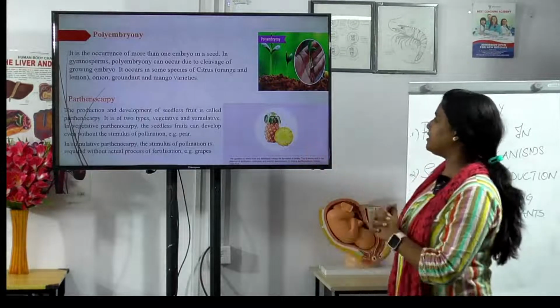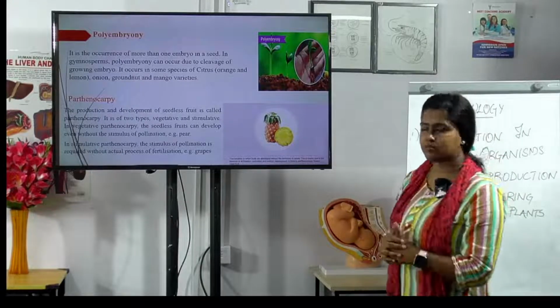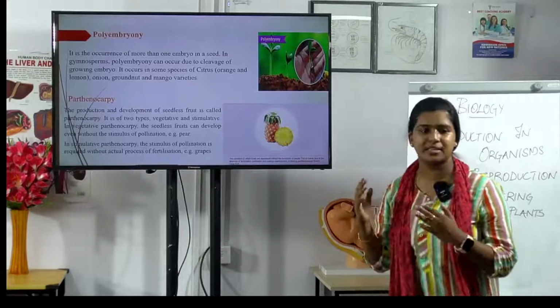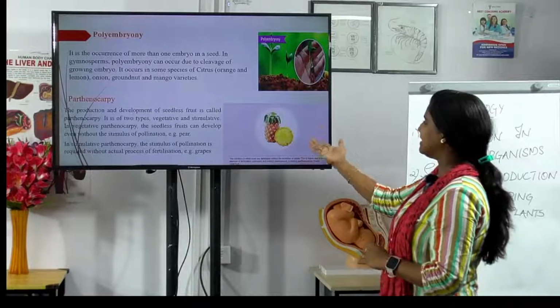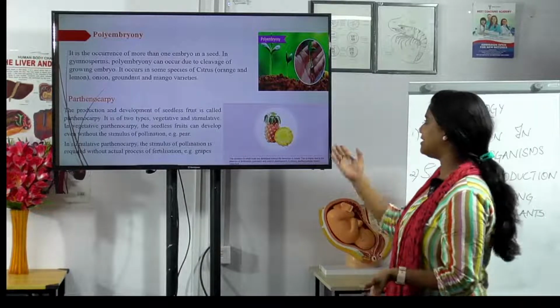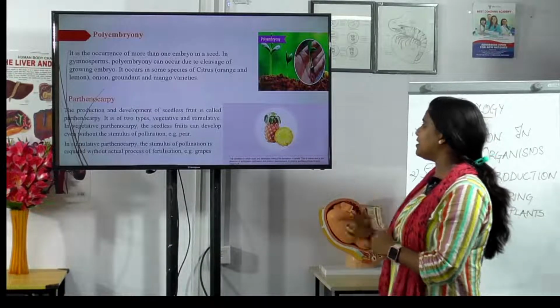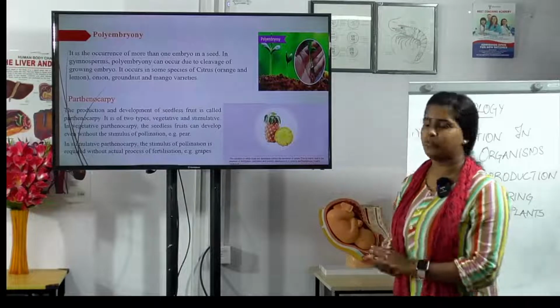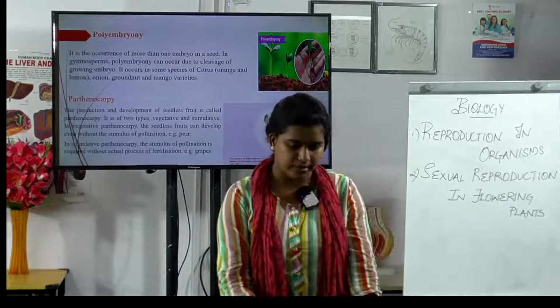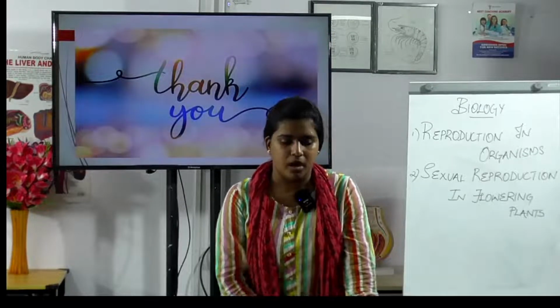And next is parthenocarpy. You people know, right? Several kinds of seedless fruit. It is of two types: one is vegetative, another is stimulative. In vegetative parthenocarpy, seedless fruits can develop even without the stimulation of pollination, for example pear. Whereas in the stimulative type, the stimulus of pollination is required without the actual process of fertilization, for example grapes. Okay, thank you.